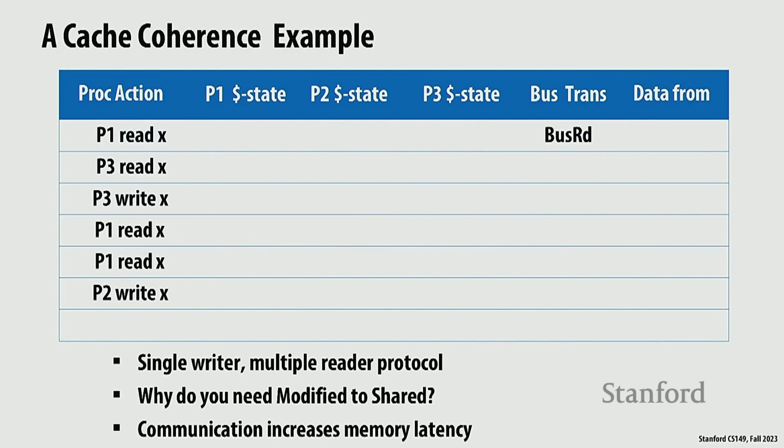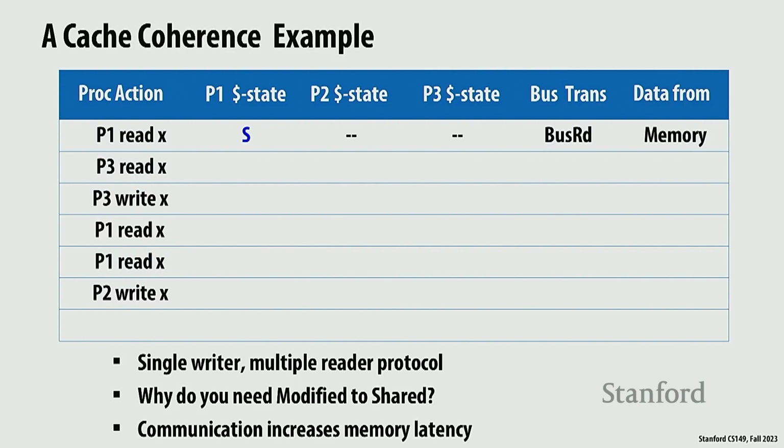Processor 1 does a read. What's the bus transaction? I suppose I gave the game away here. Bus read, okay. What's the state of the different caches? Shared in processor 1's cache, and it's invalid or not there in the other caches. Where's the data going to come from?